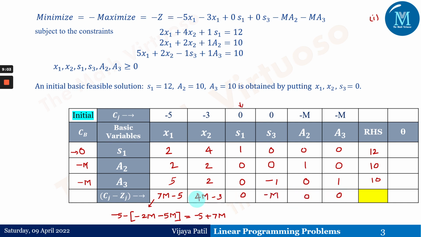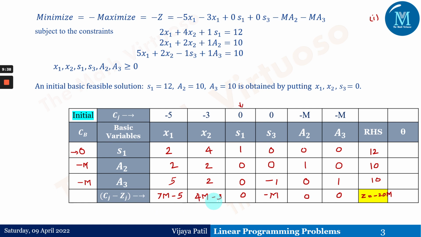So these are the values which we are going to get, that is Cj minus Zj in this particular case over here. Just a minute, I'll erase so it would be a little clearer for you all. Then we have to calculate the value of Z, that would be Cb into RHS. So 0 into 12 plus minus M into 10 plus minus M into 10, that gives us the value of Z equals minus 20M. This is the value for this initial iteration.